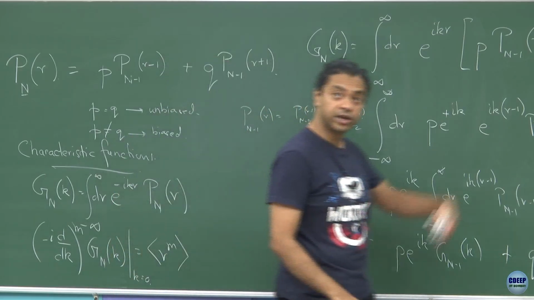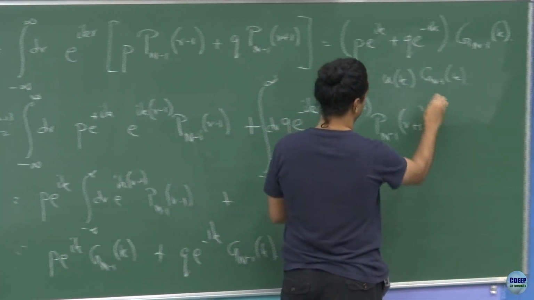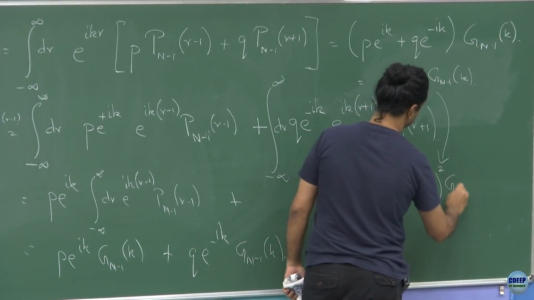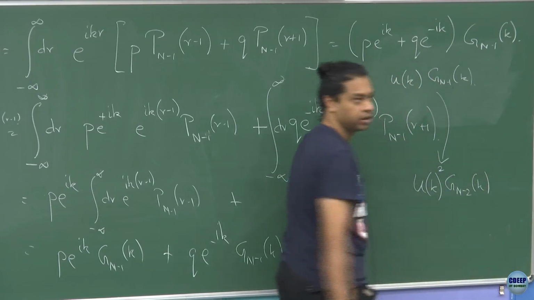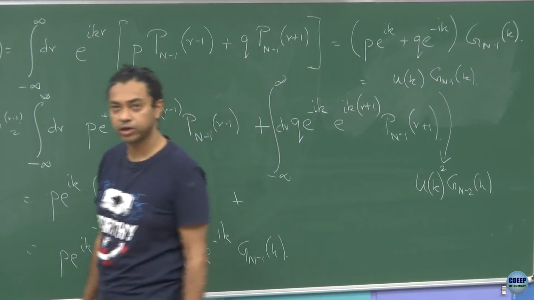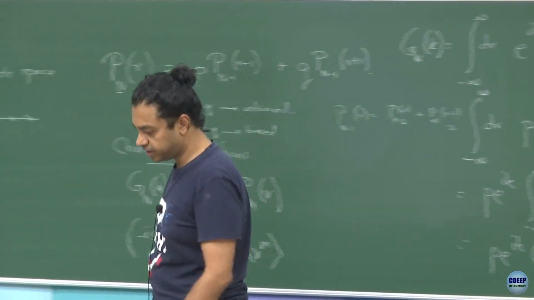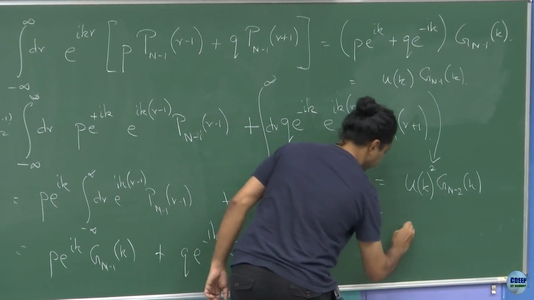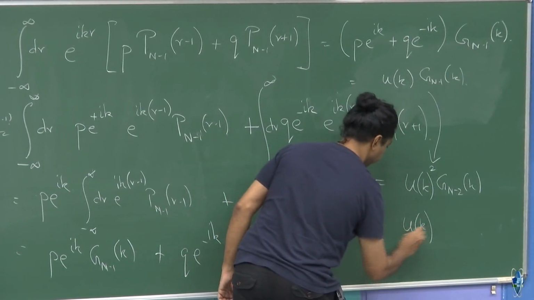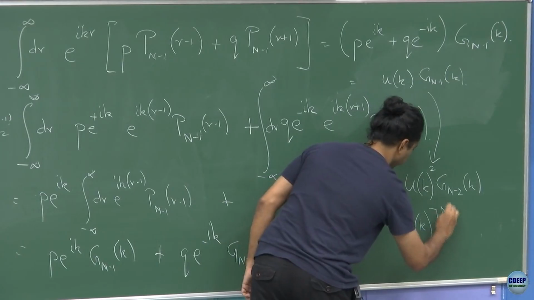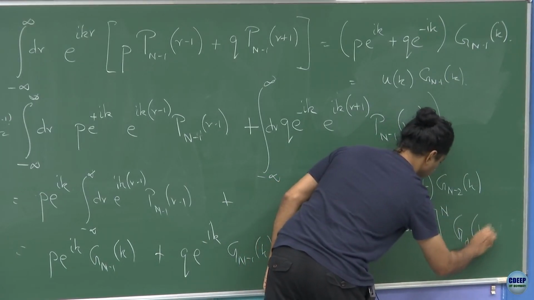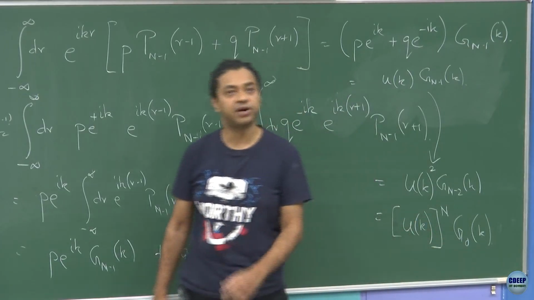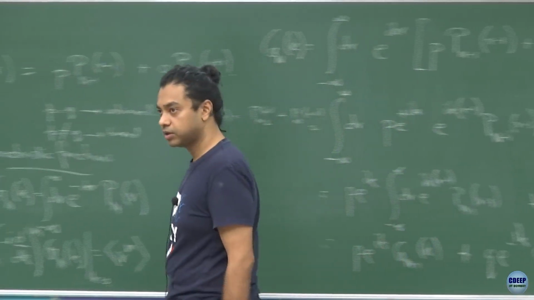So, what would I get if I did this again? I would get u of k whole square g n minus 2 of k, right. It is essentially the same procedure that I am doing. And if I did this again and again, what I would get is this whole thing. If I did this operation n times, I would get u of k to the power of n times g 0 of k, at time step 0. What is this characteristic function at time 0? Is this fine?